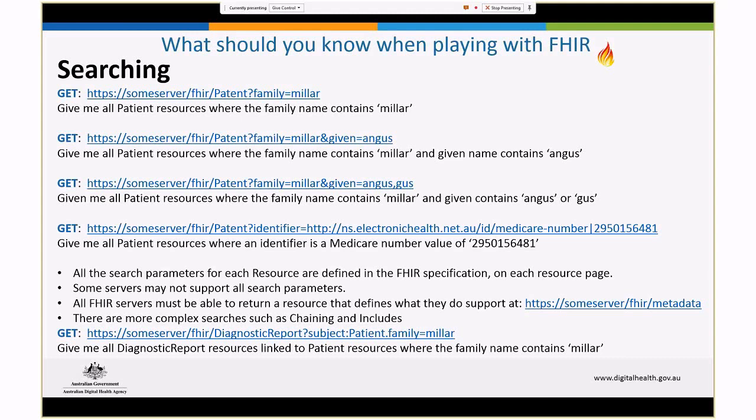There are other complex searches, which I won't go into today, such as chaining and includes. There's one there at the bottom, so I'm saying diagnostic reports where the subject of the diagnostic report is a patient with the family name Miller. So I'm really getting one resource type by saying, is this resource linked to this other resource, and does that other resource have this search parameter? We won't go into that today, and you'll find at an entry level you don't really need to get into that depth. It's probably your next step up. Just understanding those first four is going to do you fine to start with. So a bit more on search parameters.